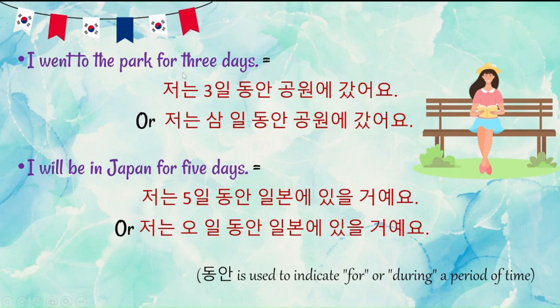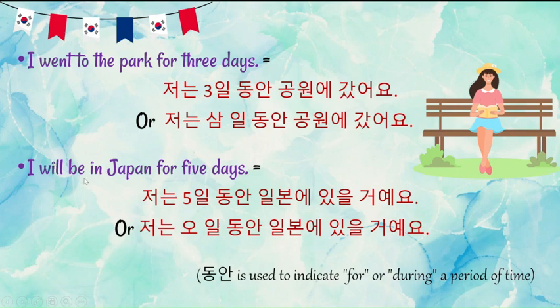So, I went to the park for 3 days. I is 저는, for 3 days is 3일 동안, park is 공원, and to go is 가다. In the past tense it is 갔어요. Similarly, you can write this sentence in this form. The pronunciation is the same: 저는 3일 동안 공원에 갔어요. Okay, this is how it works.